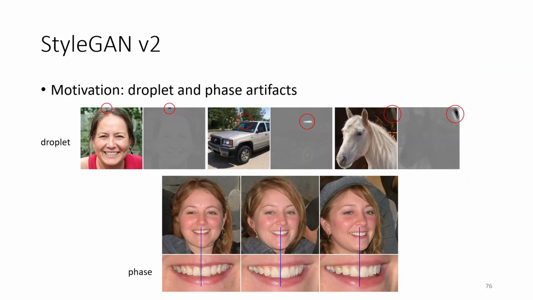Okay, so one year later, they published StyleGAN V2. V1 is very impressive, but what's the problem? They found two drawbacks. First is the droplet artifact. It means for some small regions of the generated image, the regions are very blurred, and the shape is like a droplet. And the second is the face artifact.